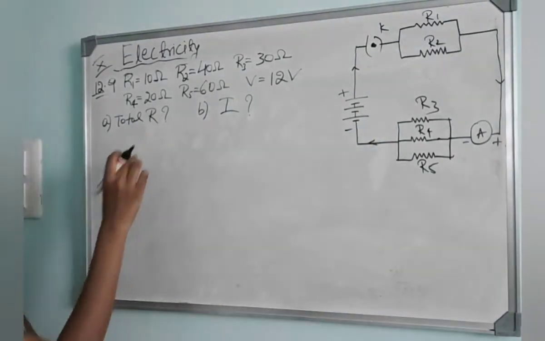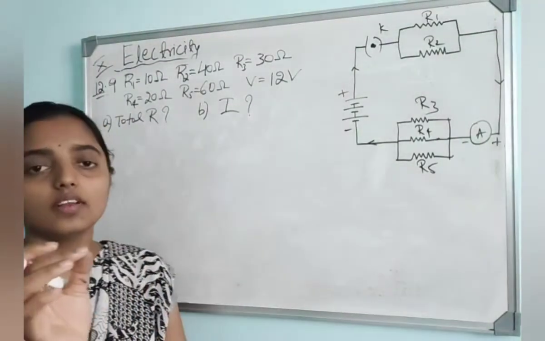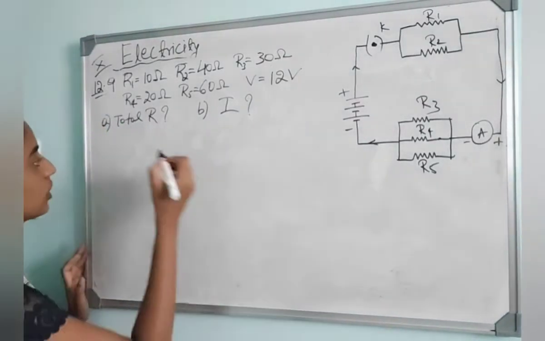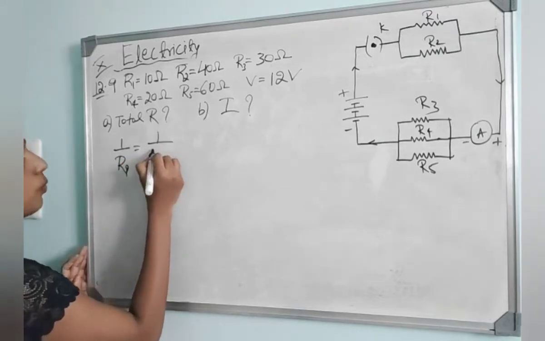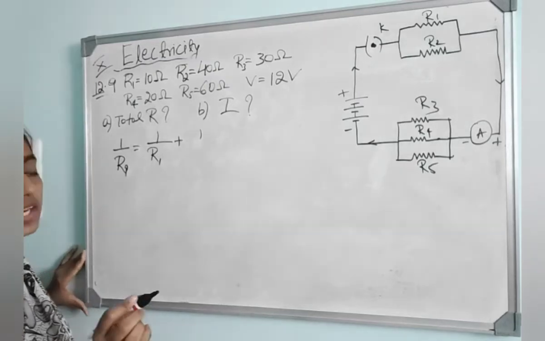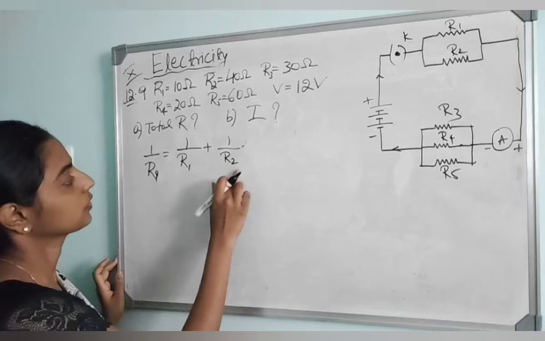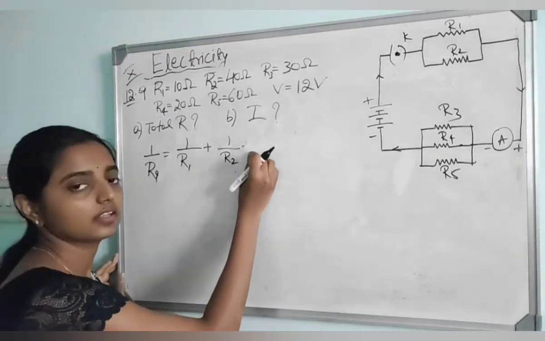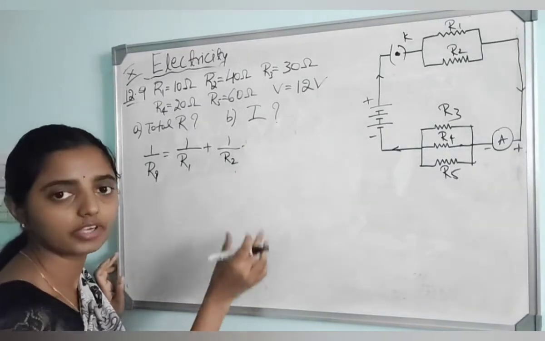Now listen here. Question A, we need to calculate the total resistance, which we calculate using the parallel formula. So let us start. 1 by Rp is equal to 1 by R1. The formula is a must because it carries marks. Directly don't go with the substitution. So the formula: 1 by Rp equals 1 by R1 plus 1 by R2. Can I write plus 1 by R3 plus 1 by R4 and 1 by R5 here only?